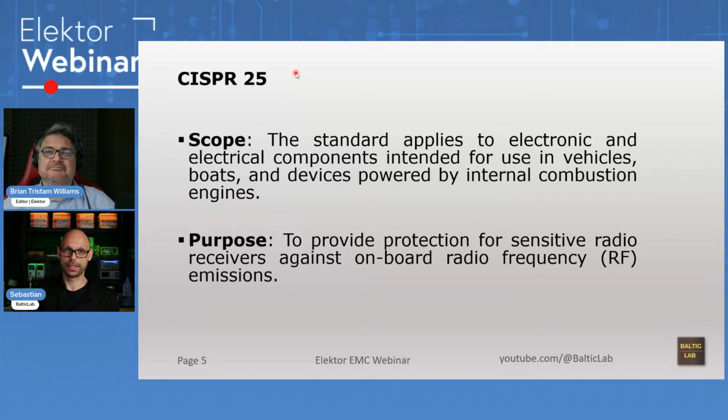We are looking at CISPR 25 today. The scope of CISPR 25: the standard applies to electronic and electrical components intended for use in vehicles, boats, and devices powered by internal combustion engines. So cars, motorcycles, things like that. Its purpose is also clear, and that is to provide protection for sensitive radio receivers against onboard radio frequency emissions.